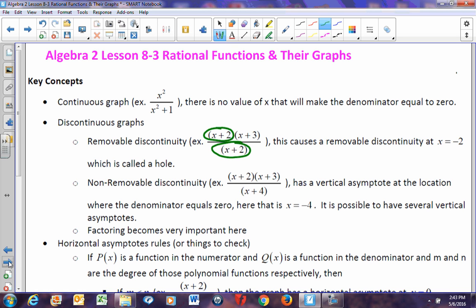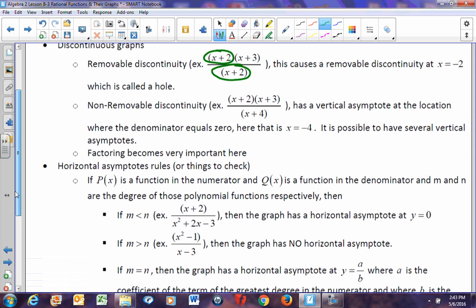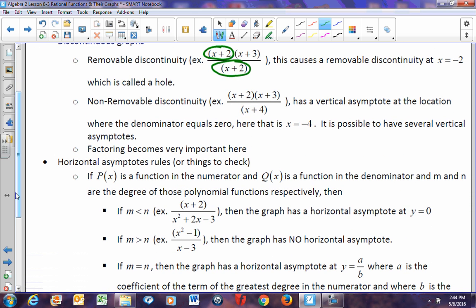That would be removed, and that's called a hole. Non-removable discontinuity, for example, (x+2)(x+3) all over (x+4). Nothing gets removed. Therefore, the vertical asymptote would be where the denominator equals 0, so x plus 4 equals 0, which would be x equals -4. It's possible to have several vertical asymptotes.